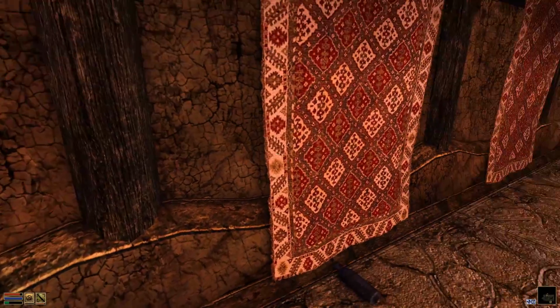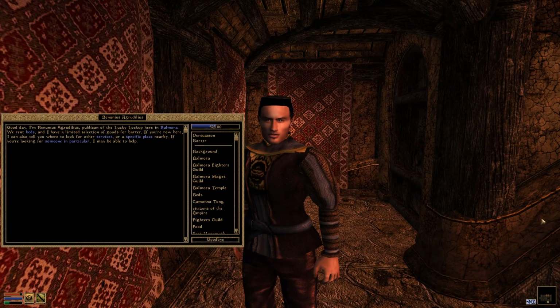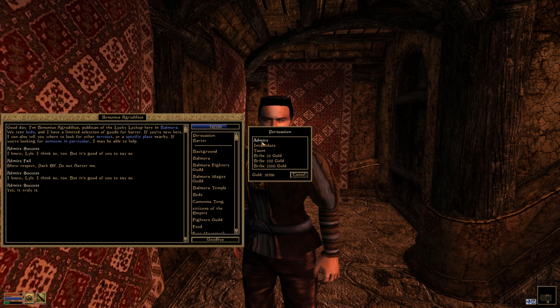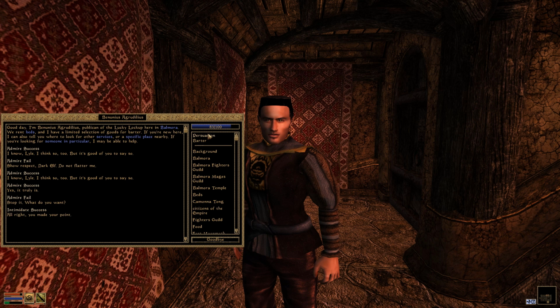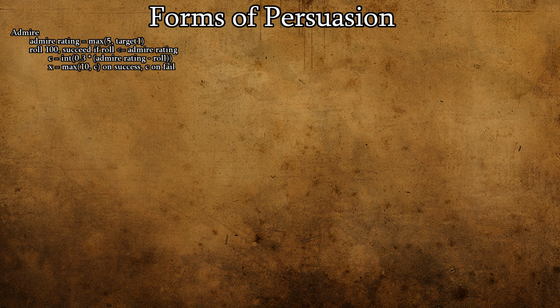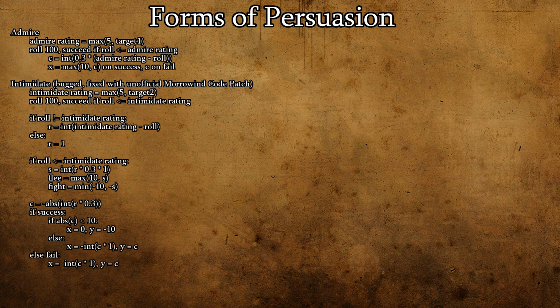Persuasion allows you to influence the disposition of an NPC through use of your Speechcraft and mercantile skills. Dispositions will always be raised by a minimum of 10 points, unless starting from 0, which gets you a 9-point increase. Anyways, as we go over each form of persuasion, I'll have on-screen formulae specific to each form. We'll delve into them further in just a bit. Admire raises disposition on success and lowers disposition on failure. Intimidate works similarly, but there's 2 key differences.